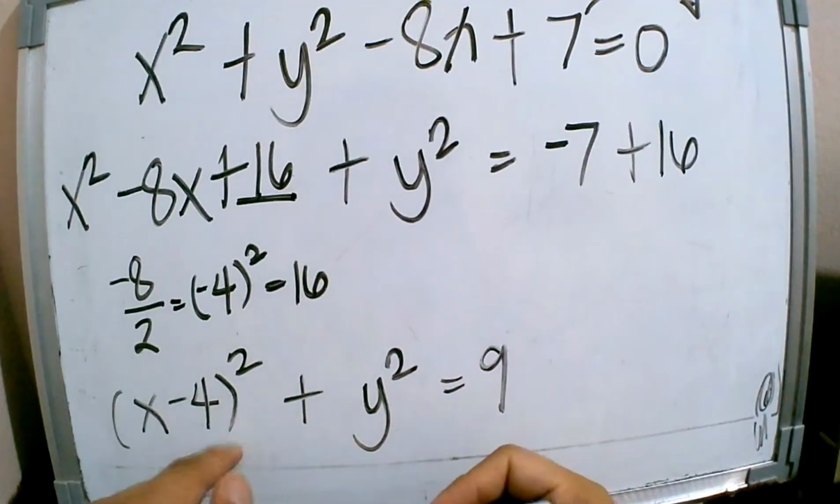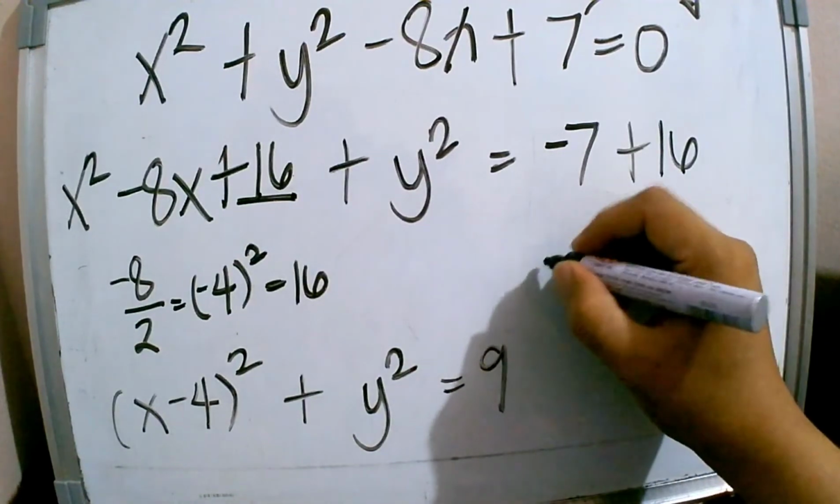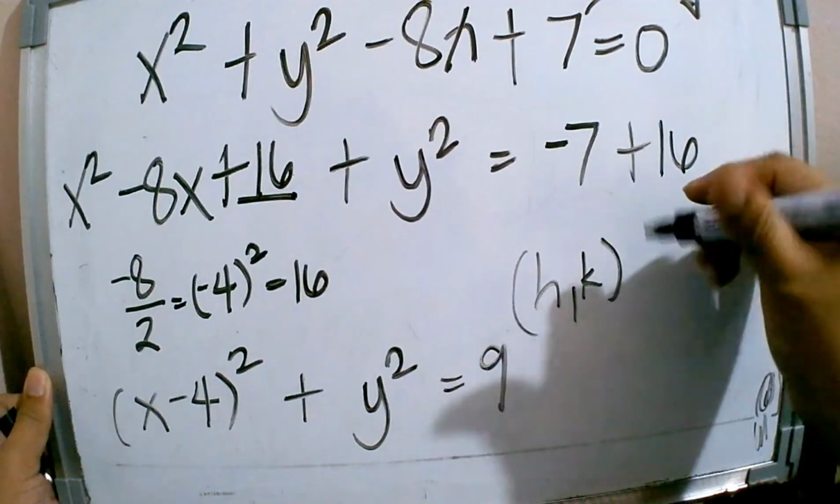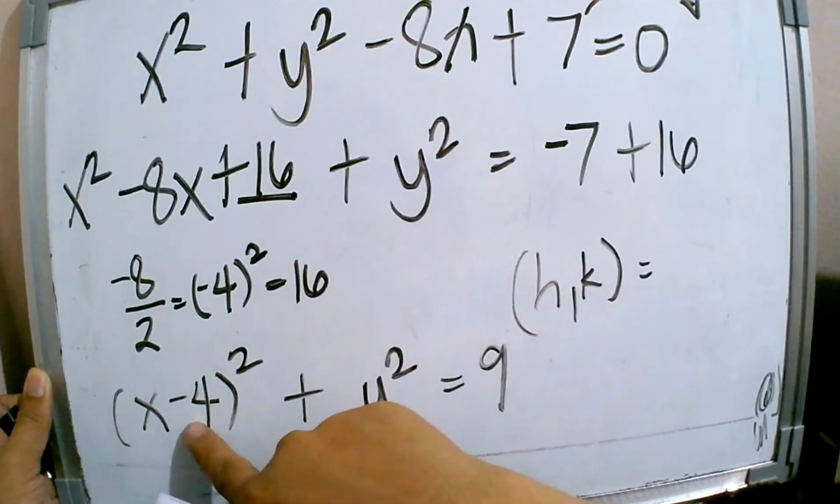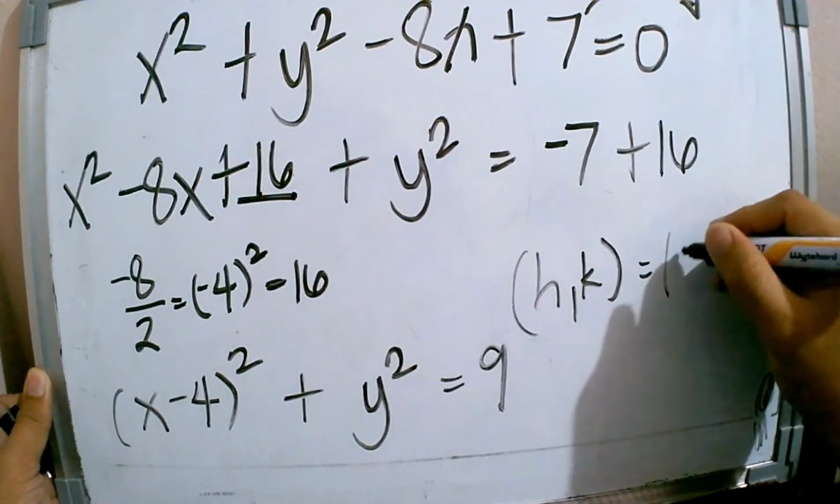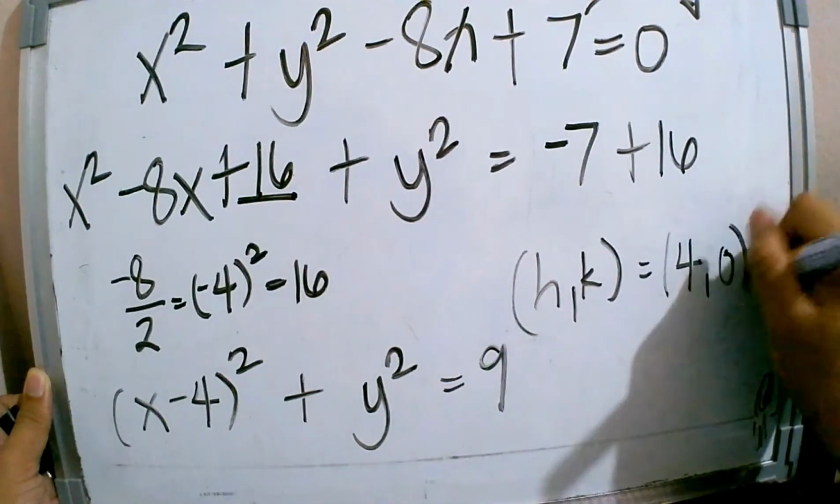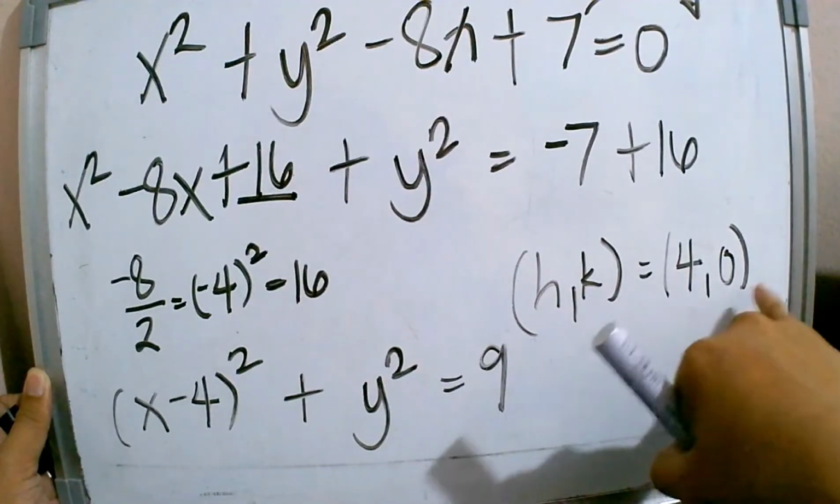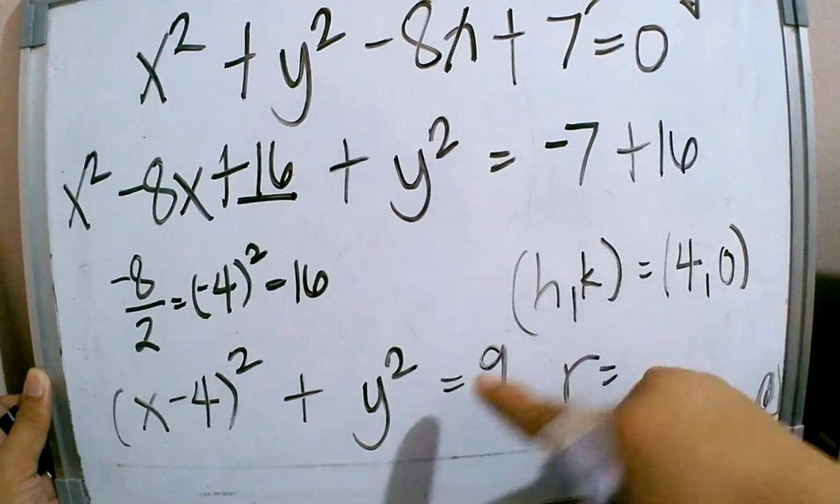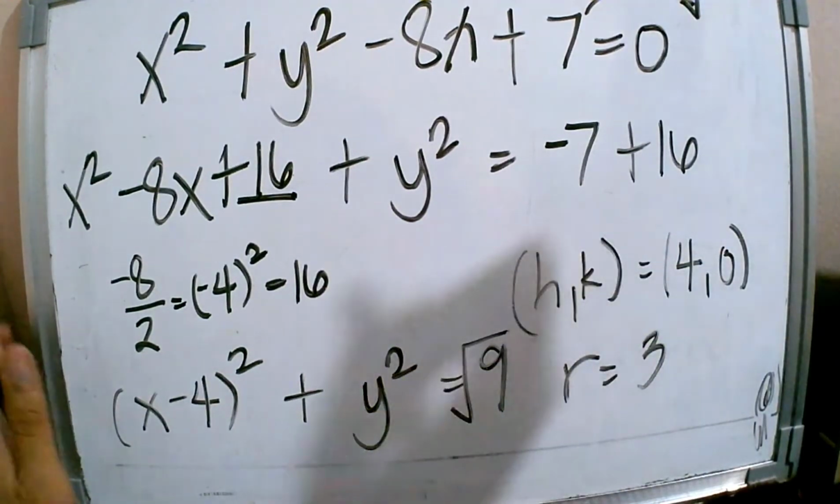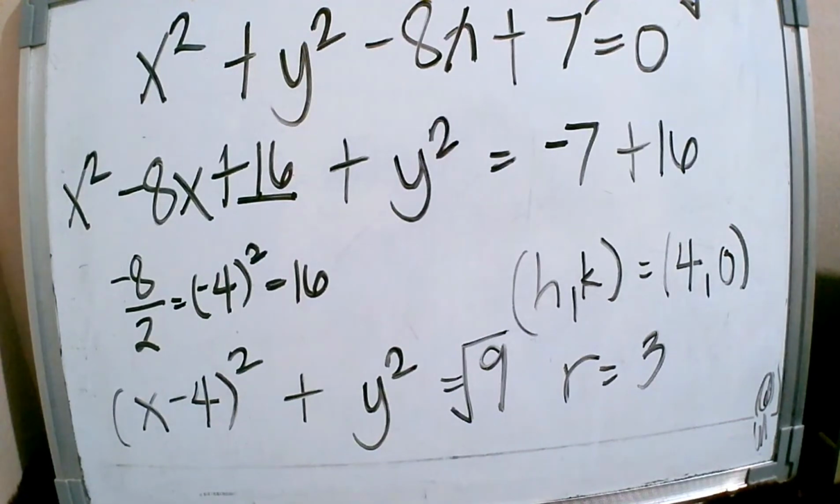Since we have the standard form of the equation, we can easily identify the h and k, which are the coordinates of the center. So we have h, negative 4 multiplied by negative 1. We have positive 4. Then we don't have a y, so 0. So our center is 4 and 0. Then our radius is, take the square root of it, so we have positive 3. Okay, so center is 4 and 0, then our radius is positive 3.